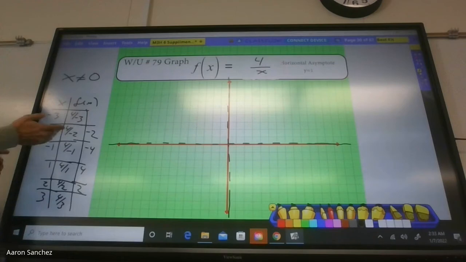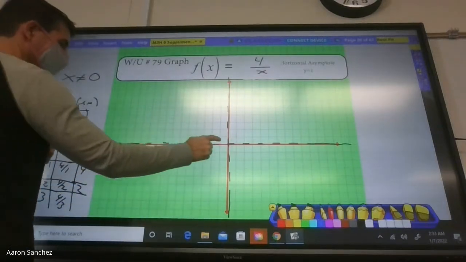Let's just graph the -2, -2, right? Is that cool? Armando, you cool? Am I going too fast? Eduardo? Sorry.